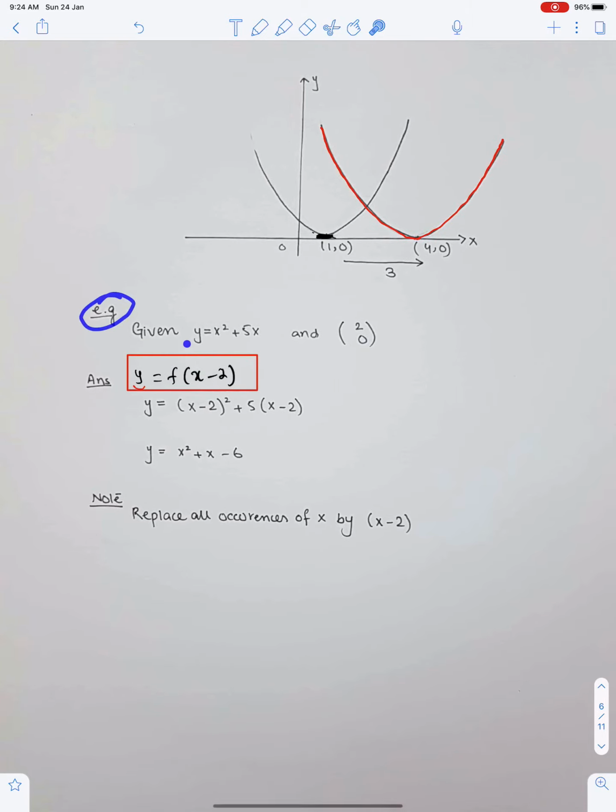Example: given y is equal to x squared plus 5x, and this is the translation vector, find the equation of the resulting graph. This will be the equation of the resulting graph because this is the horizontal translation. So by substituting x minus 2 here and here, we have this equation, and this is the simplified form. Hence, this is the equation of the resulting graph. Note: replace all occurrences of x by x minus 2 here and here, or just apply this equation into this equation.